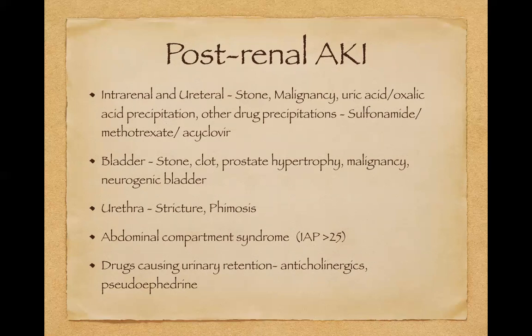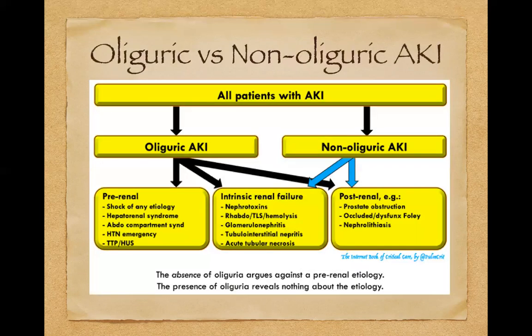Then in your bladder, you get a stone, clot, prostate hypertrophy, bladder CA or neurogenic bladder can cause an obstruction at the bladder level. Your urethra, so you can get a stricture and phimosis that can occur there, as well as other causes: abdominal compartment syndrome, particularly if your pressure is more than 25, can actually cause an obstructive AKI. Then other drugs causing urinary retention, don't forget about your anticholinergics and pseudoephedrine, which can lead to an obstructive picture.